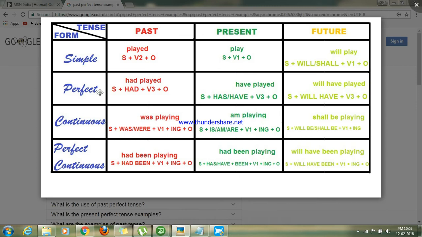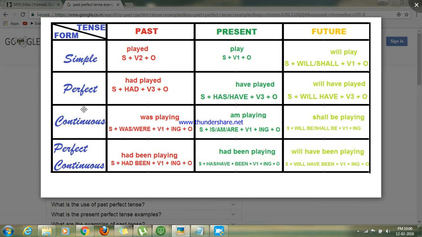So a trick to remember perfect tenses for regular verbs is, number one, ed is appended in the end, and number two, V3, third form of the verb, is used. Continuous. So continuous will have was, were, is, am, are, will be or shall be, plus V1 plus ing. So if you're still playing, if the action is still continued, you say was playing or they were playing. If the action is in the present tense, you say I am playing, they are playing, he is playing. And if the action is going to continue in the future, you say will be playing, shall be playing.